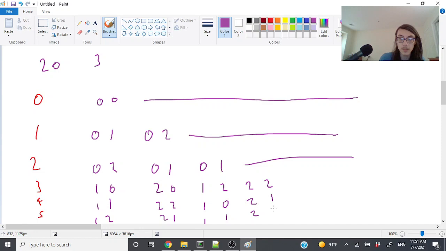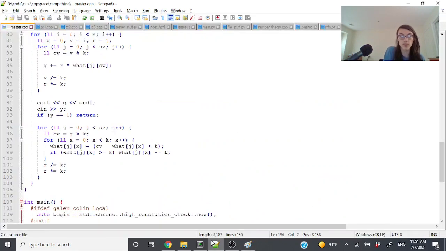1 minus 0 is 1, this is 0. Now we get 2 minus everything, so we get 0, 0, 0, and no, 1 and 2. Then we do this, now we get 0 and 2. So if I'm correct, then this should be what we guess.